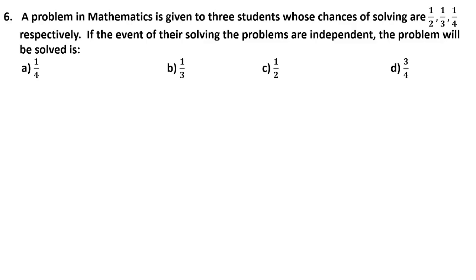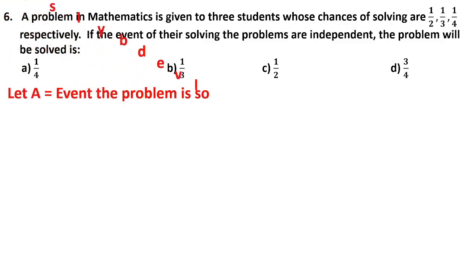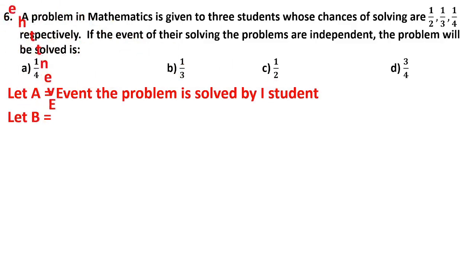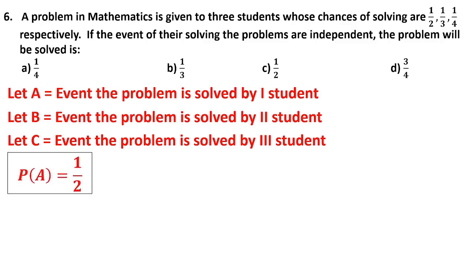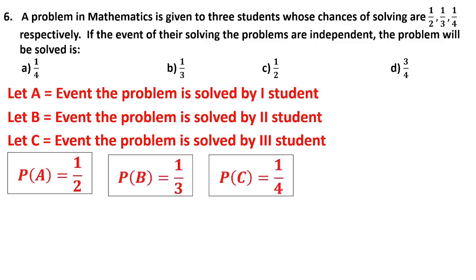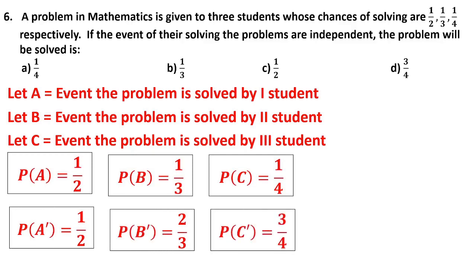A problem in mathematics is given to 3 students. The chances of solving are given. The events of their solving the problem are independent. We need the probability that the problem will be solved. Therefore, A is the event of the problem solved by the first, B by the second, C by the third. P(A), P(B), P(C) are given. Now A', B', C' you can find. The meaning is: P(A') is the event the problem is not solved by the first student, B' not by the second, C' not by the third.